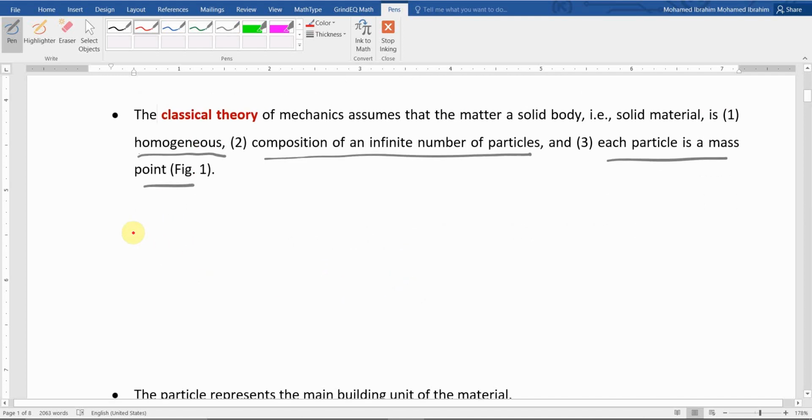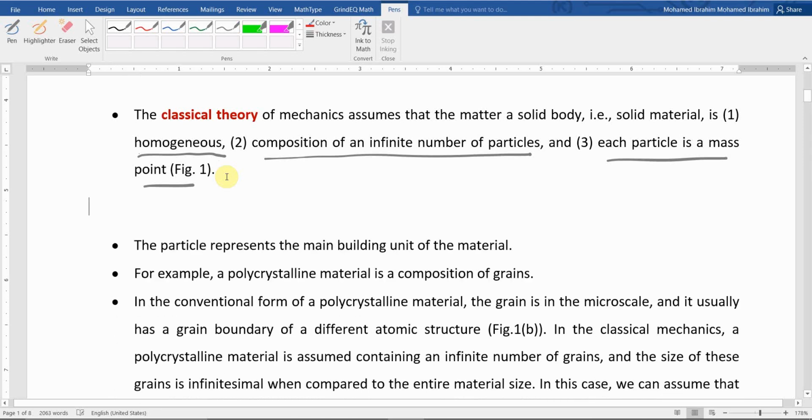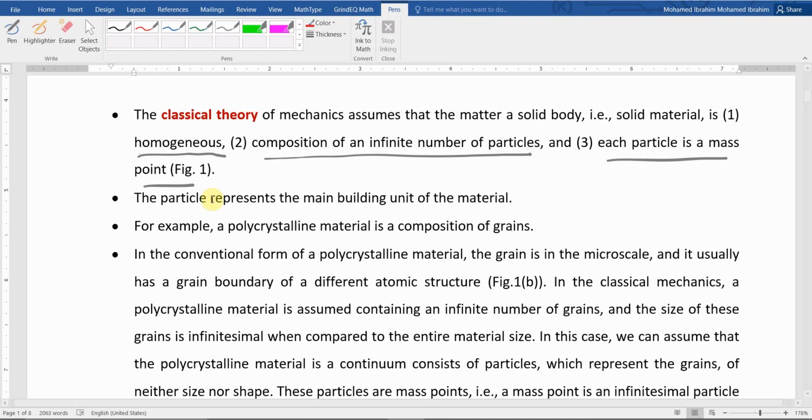Let us consider the particle. So what is a particle in classical mechanics? The particle represents the main building unit of the material. Again, mechanics is the study of the behavior of physical bodies or physical systems. Forget about the physical system and let us focus on the physical bodies. These physical bodies would be fluid or solid, the two phases of material. It would be fluid, whether gas or liquid, or it would be solid material. Let us focus on the solid material.